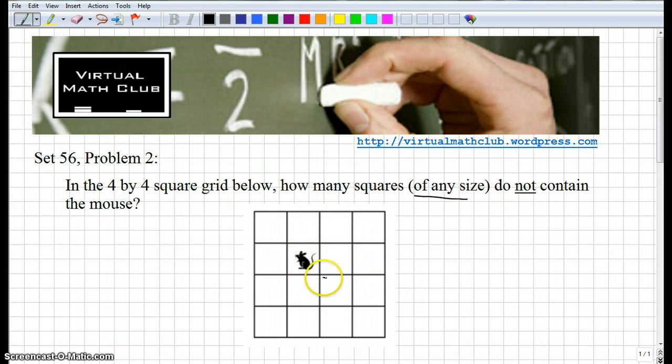Okay, now when I look at this, to me it seems like it's easier to count the squares that do contain the mouse. The ones that don't contain the mouse seem a little harder to count. So what I'm going to do is use something called complementary counting.